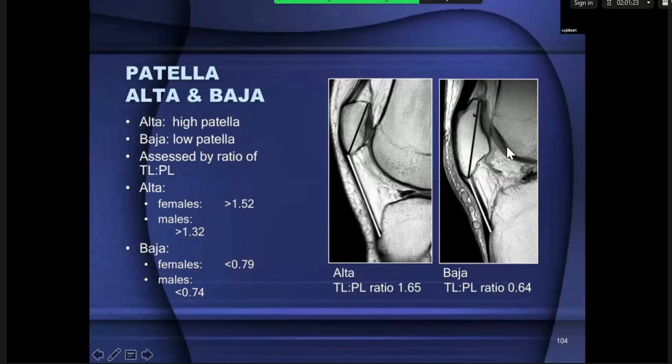In terms of patella baja, which is a low-lying patella, the values are about 0.8. So I would say that as a rule of thumb, remember 1.5. I don't tend to differentiate between men and women. I think 1.5, if you can remember that, that's good enough. And remember 0.8. So if it's below 0.8, it's low-lying. If it's more than 1.5, it's a high-riding patella.